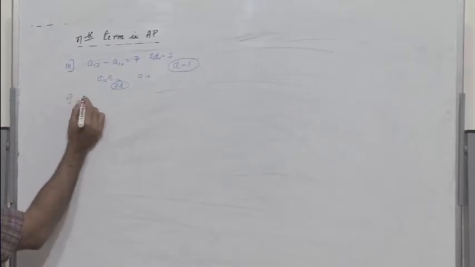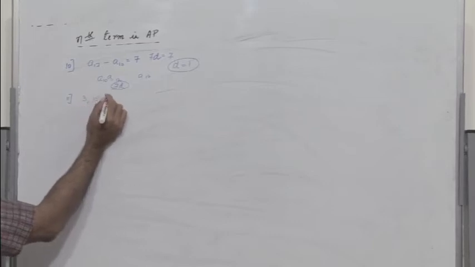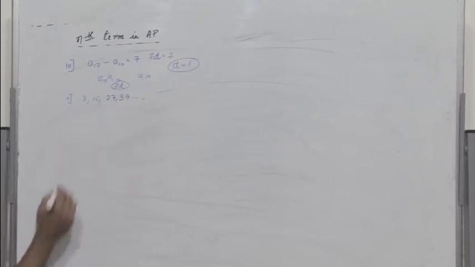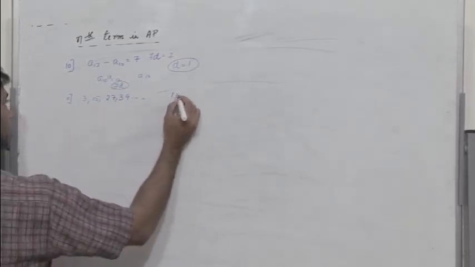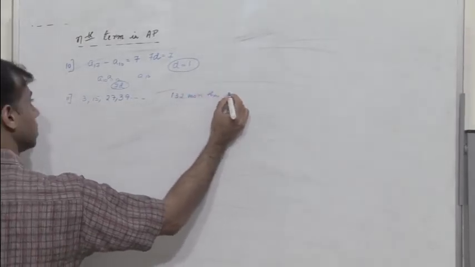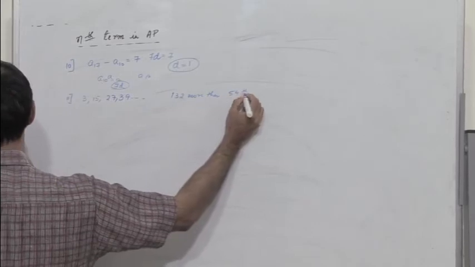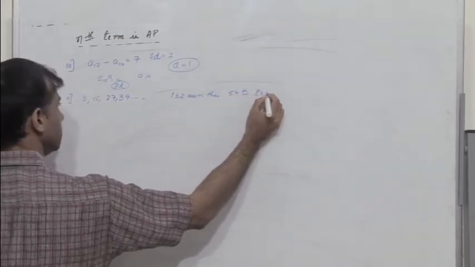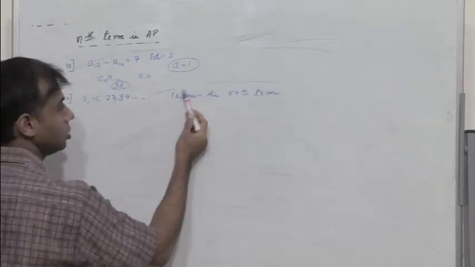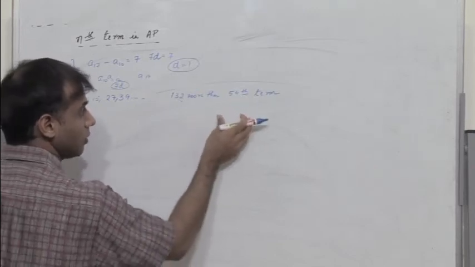So 11. We have an arithmetic progression 3, 15, 27, 39 and so on. Which term will be 132 more than the 54th term? First we need to find the 54th term, and then we need to add 132 to this term and then check the value of n.